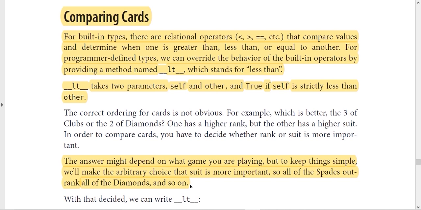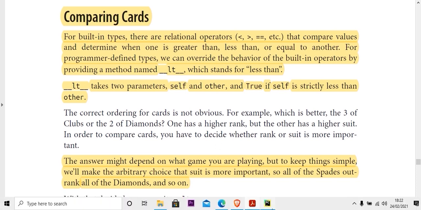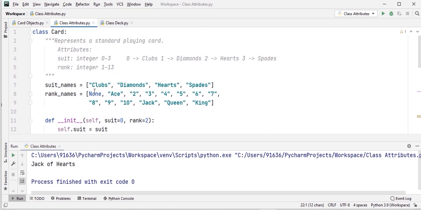What I mean to say is, here I will go to the program and show you. You can see the index starts from 0, 1, 2 and goes on to 3. So here spades will have the higher rank in suits, and then will come hearts, and then diamonds, and then clubs. So a card of spades will be greater than a card of hearts, and a card of hearts will be greater than a card of diamonds, and so on. So this is the logic behind how to use the less than method.